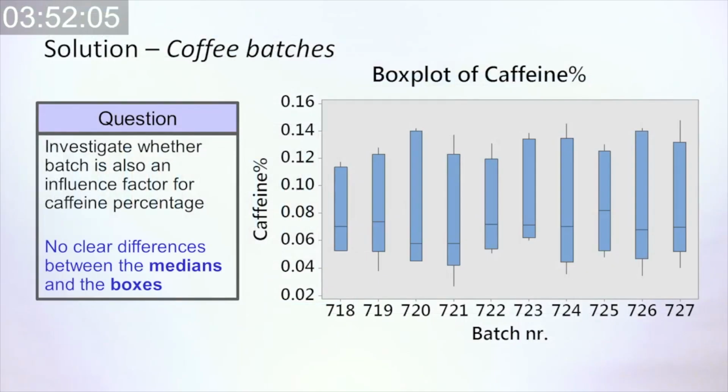We see that there are no big differences between the medians and the boxes for each batch. Thus, we can conclude that probably the batch number is not an important influence factor for caffeine percentage. Furthermore, you can see that not a single batch is complying with the norm, which was 0.1% for decaf coffee.